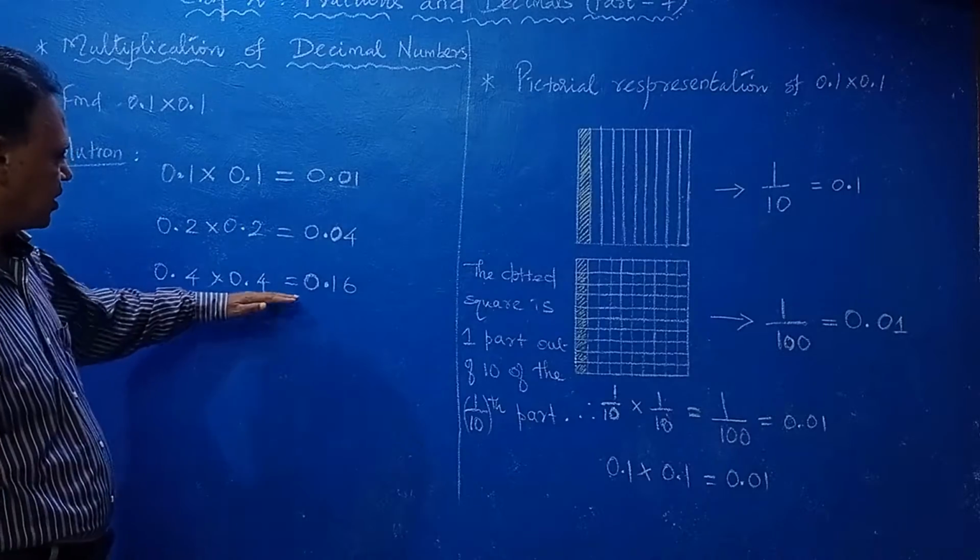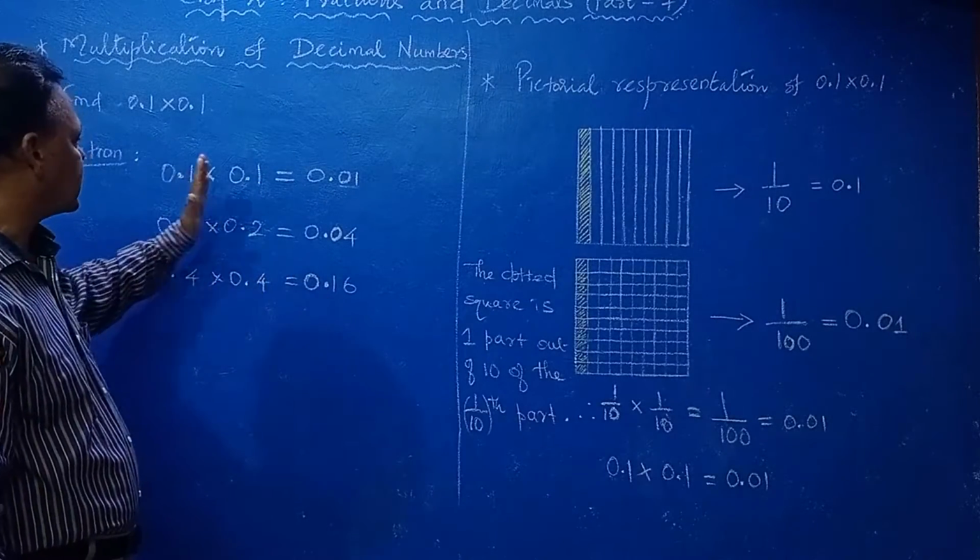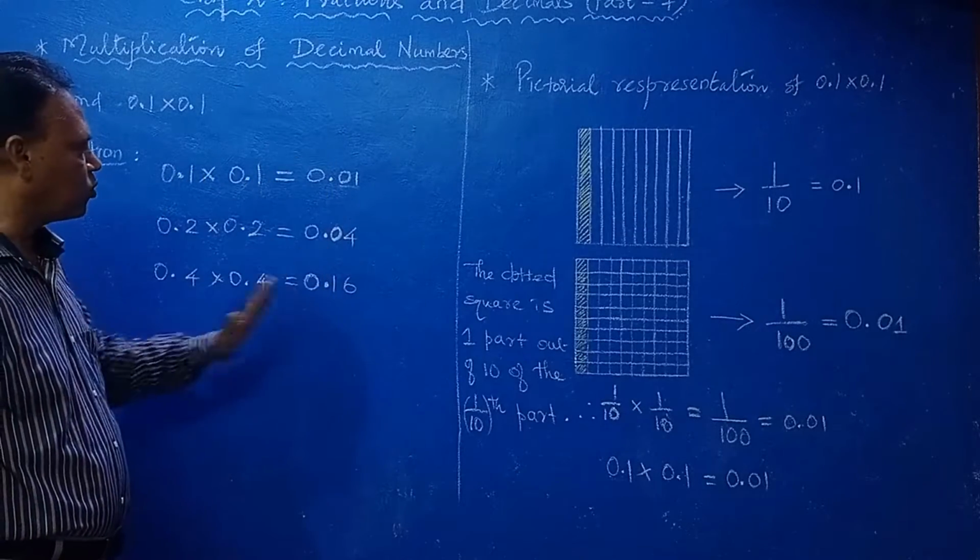That is the trick and the idea of how to multiply decimals. You have to count how many digits there are after the decimal, and accordingly you have to place the point.